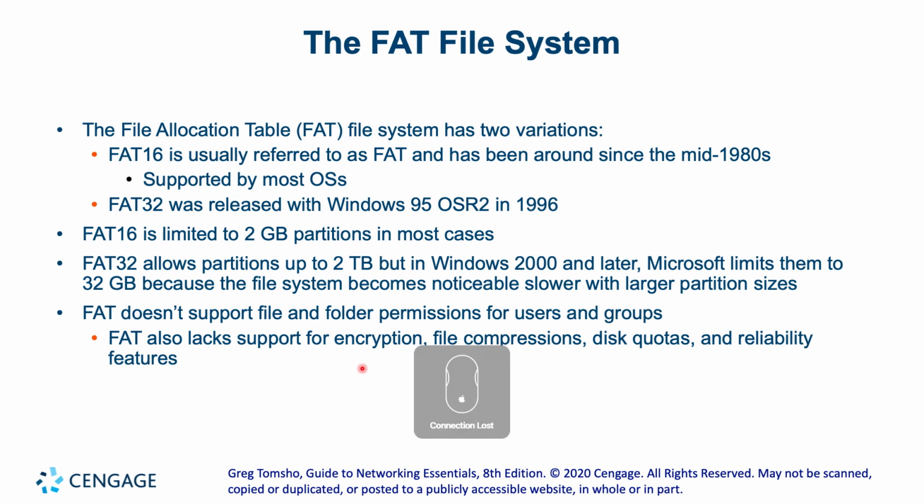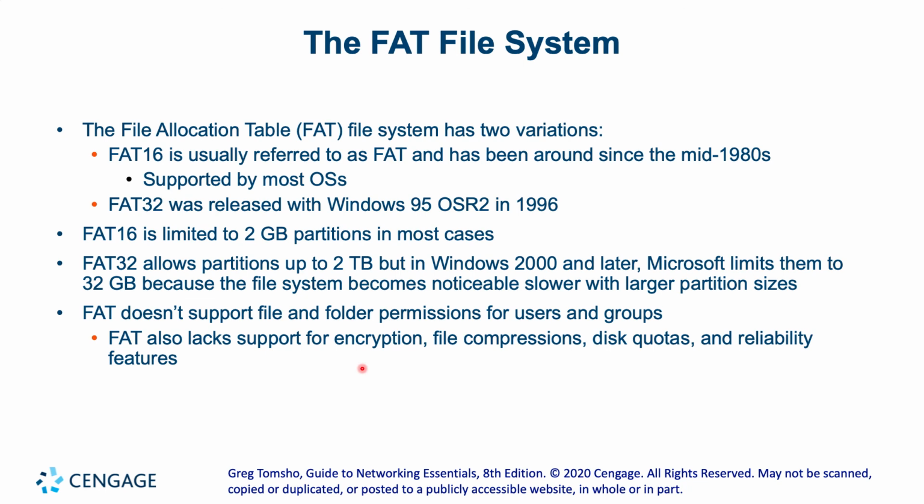Inside the file system, we are going to have places that we use to keep track of the files on the system. And we have different types of table of contents, or tables that keep track of our files. One is called FAT16. One is called FAT32. FAT16 is usually referred to as FAT. It's been around since 1980, and almost every operating system supports it. FAT32 was released with Windows 95 in 1996.